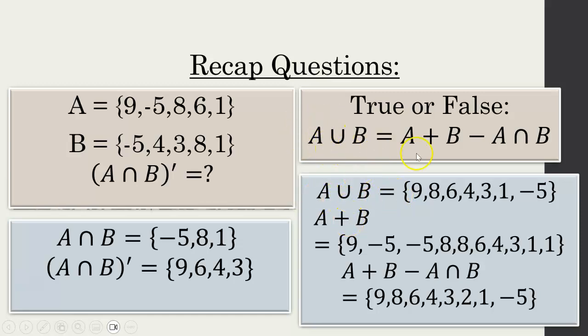So this little rule here is another rule you've got to remember. A union B is just A plus B minus A intersection B. That's something, again, you've got to know. You'll be seeing it used in different questions in different contexts. But that's kind of like a proof we did there for it.